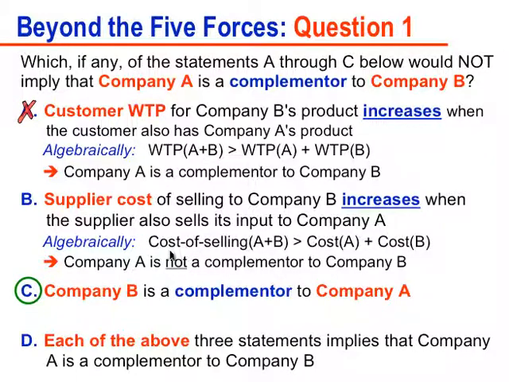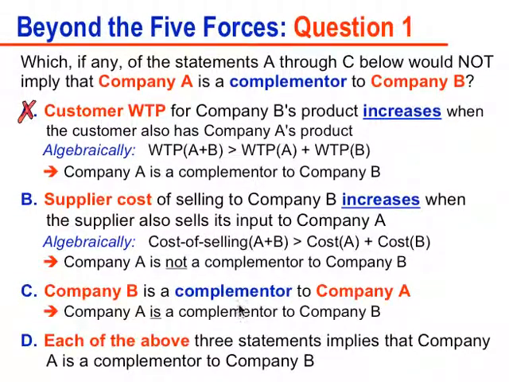And the same thing for supply side, right? For it to have a supply side complementarity, the cost of selling A plus B must be less than the cost of A plus the cost of B. But if you switch the A's and B's, you get the same thing. So yes, if A is a complement to B, then B has to be a complement to A. So answer C would imply that company A is a complementor to company B, right? So certainly answer C cannot be the right answer.